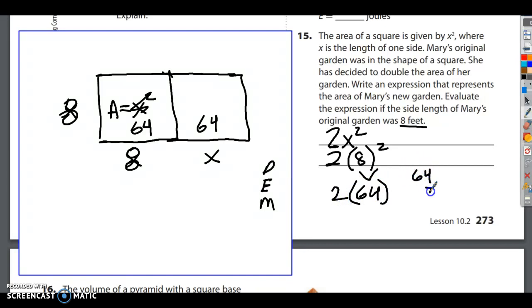I'll show you why. 2 times 4 is 8. 2 times 6 is 12. I get 128. The area of Mary's garden after she doubled it is equal to 128 square feet. All right, excellent work. We are done with page 273.